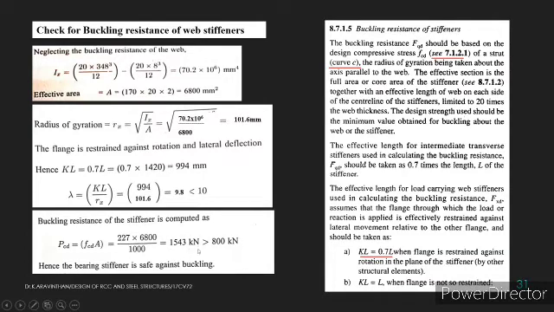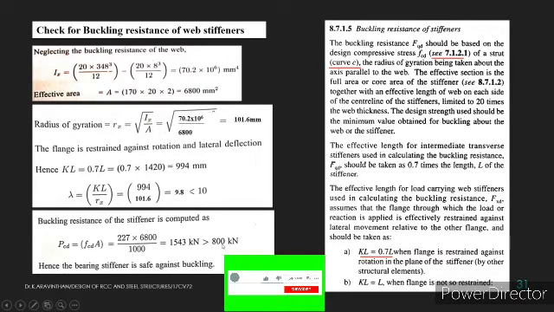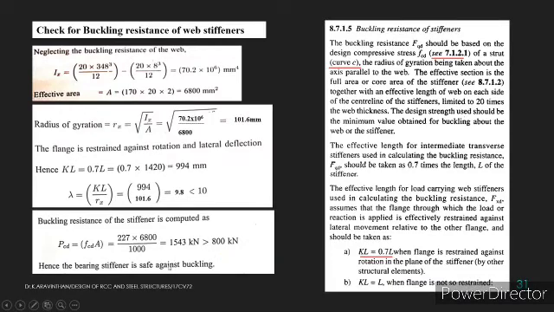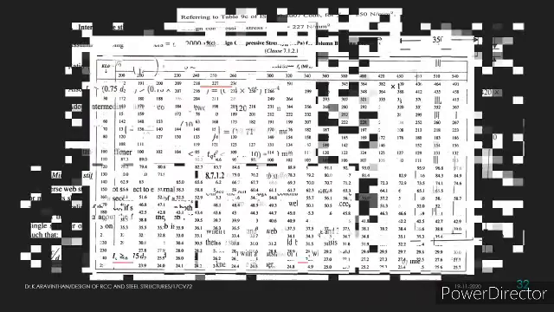So this much load these stiffeners can handle. Okay, what is the load which is coming here? The load is 800 kilonewton, which is far greater than this. Hence our bearing stiffener is safe against buckling. Even after adding the tensile force at the end, it was nearly 960, which is near 1000. Our resistance of the section is 1543, hence our section is safe at the end.